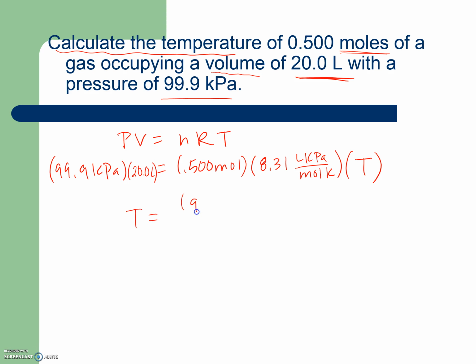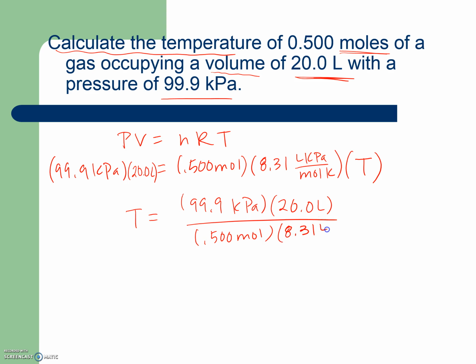Okay. So now I'm going to go ahead and solve for temperature, and if I rearrange at this point, I end up with 99.9 kPa times 20.0 liters, over 0.5 moles, and then I have 8.31 liters kPa over moles Kelvin, and my temperature is 481 Kelvin. Fine to leave in Kelvin unless the problem asks you to convert to Celsius.